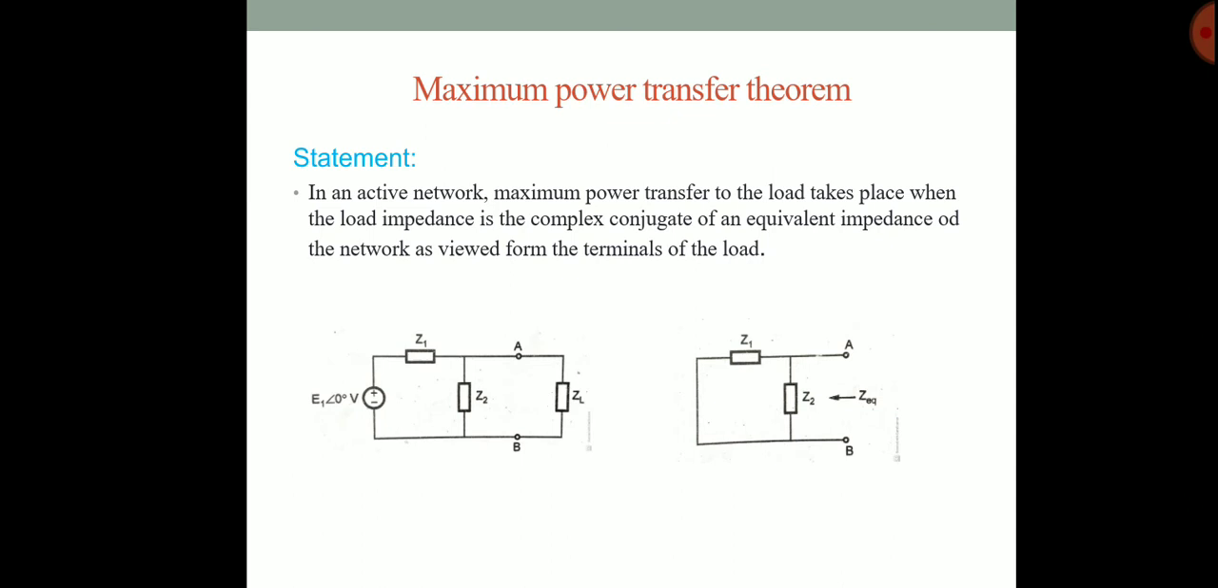Thus, for maximum power transfer to the load, the resistance of the load and the resistance part of the equivalent impedance must be the same, while the reactance of the load and the equivalent impedance must also be of the same magnitude but opposite sign. So if the equivalent impedance reactance is inductive, the load impedance must be capacitive.